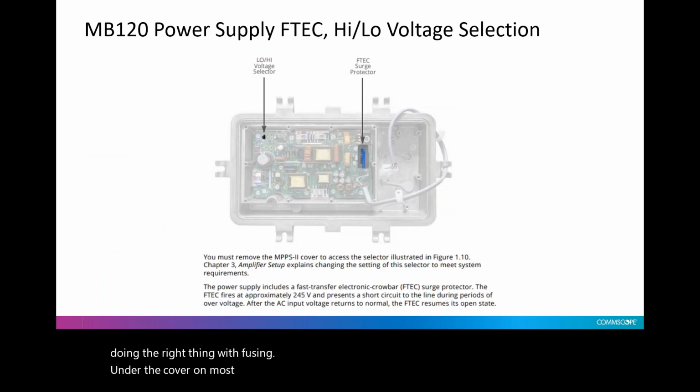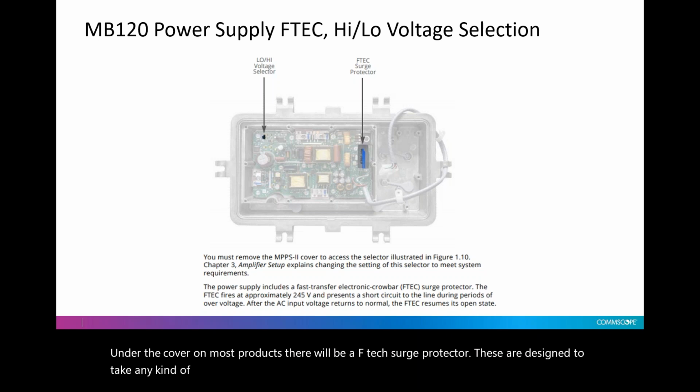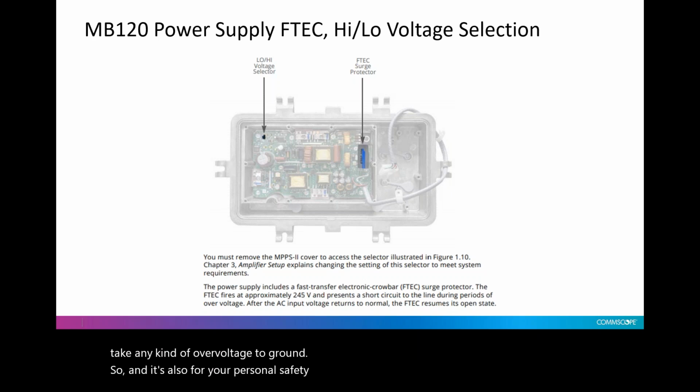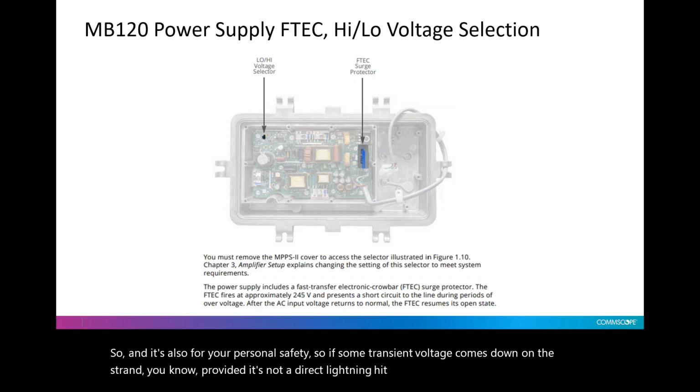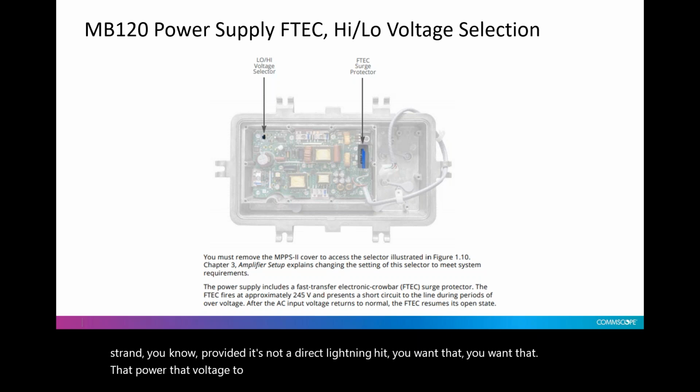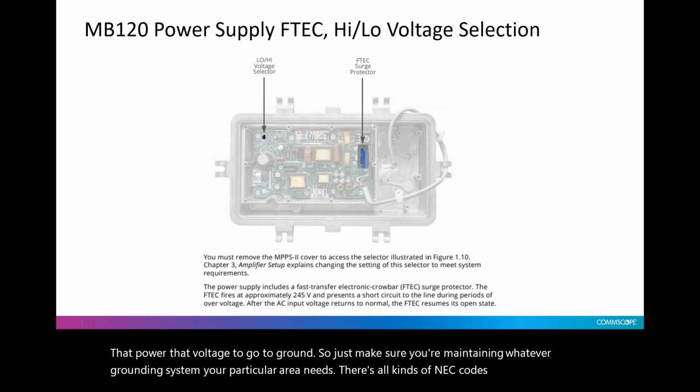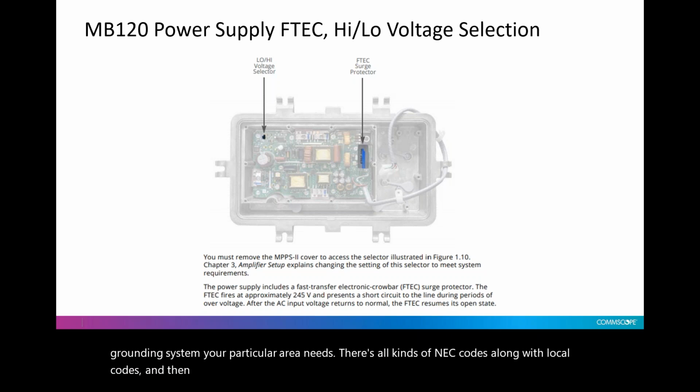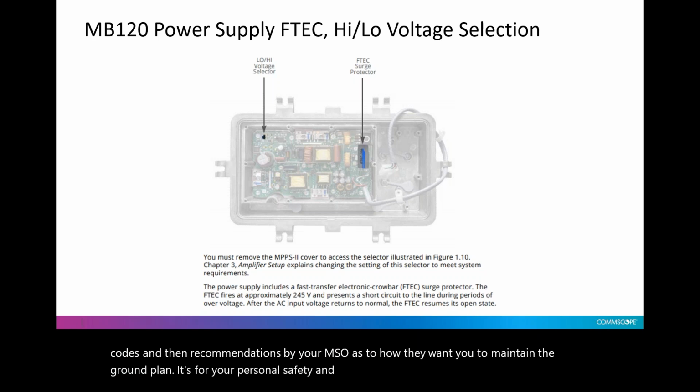Under the cover on most products, there will be a surge protector. These are designed to take any kind of overvoltage to ground. It's also for your personal safety. So if some transient voltage comes down on the strand, provided it's not a direct lightning hit, you want that voltage to go to ground. Just make sure you're maintaining whatever grounding system your particular area needs. There are all kinds of NEC codes along with local codes, and then recommendations by your MSO as to how they want you to maintain the ground plant. It's for your personal safety, and it's also for the safety of the equipment.